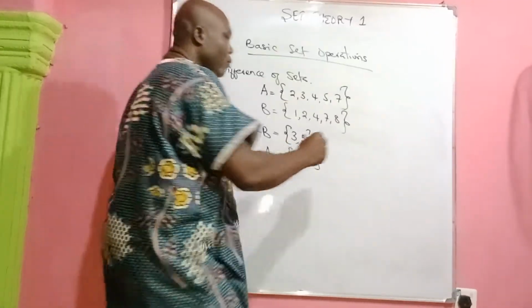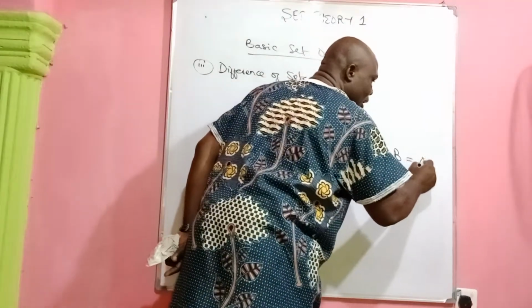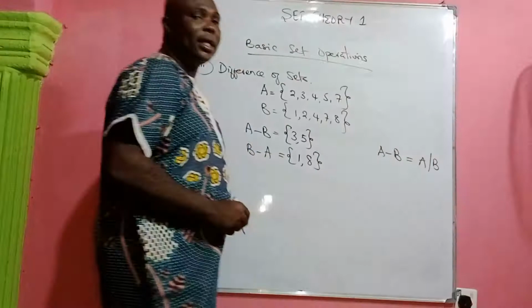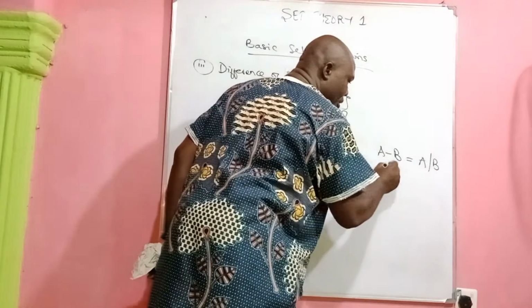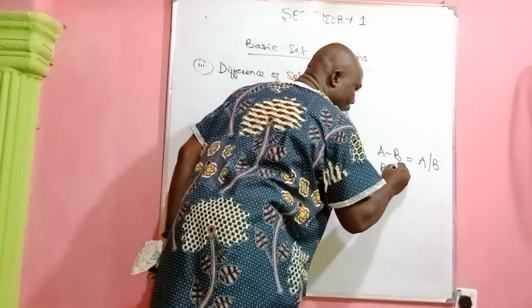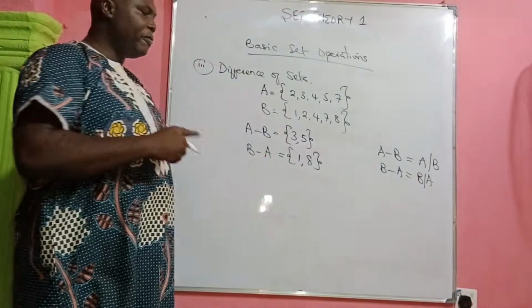Please take note, A difference B can be written as A slash B. So whenever you see A slash B, it means it is A difference B. And then B difference A can also be written as B slash A. It means B difference A.